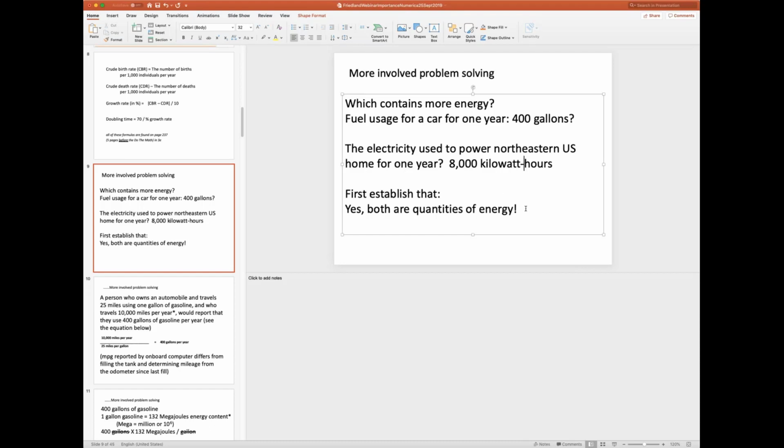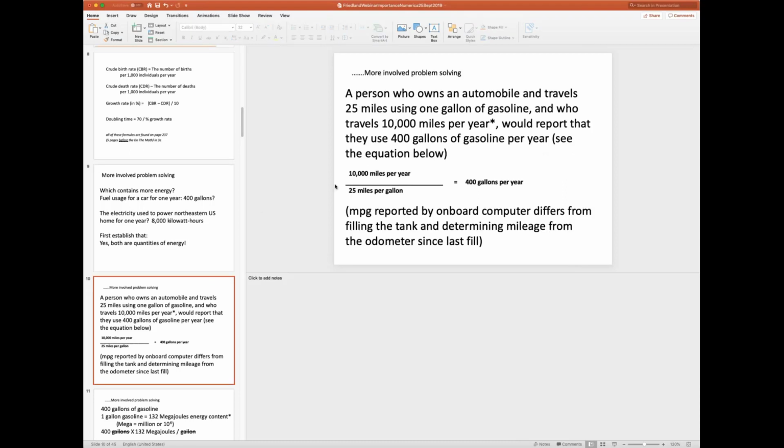So first establish that they are both quantities of energy. A quantity of fuel has a certain energy content, and then you have a gallon of gasoline. You can identify what that energy content is. And same with a kilowatt hour. It's not a kilowatt per hour, it's a kilowatt hour, which generated by a variety of sources has a certain energy content. How do I get the 400 gallons?